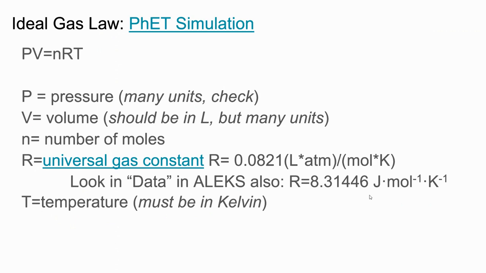This is what each letter stands for. P is for pressure. We have lots of units for pressure, so we need to make sure that our units are matching. V is volume. We should make sure that it's in liters, so we might have to convert. n is the number of moles. R is the universal gas constant, and this is the one that we want to use. We can always look this up. This is always the same. It's a constant.